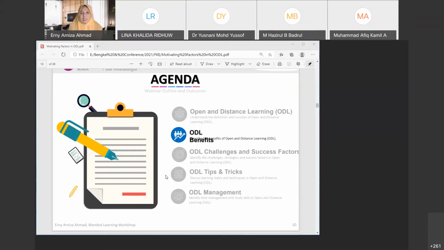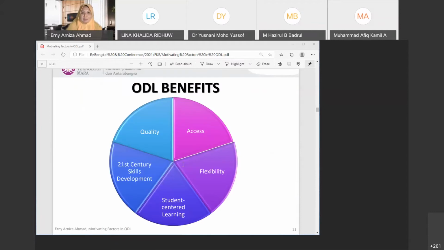Ini yang orang skeptical sikit ni. Okay, specialist student skeptical sangat. Okay, ada ke benefit? Okay, banyak. Okay, right. Tapi hari ni Madam Erny nak kongsi dalam 5 je. Okay, so kita tengok dalam 5 orang kata apa, pecahan ni. Okay, so I will discuss the ODL benefits in this 5 quadrant.